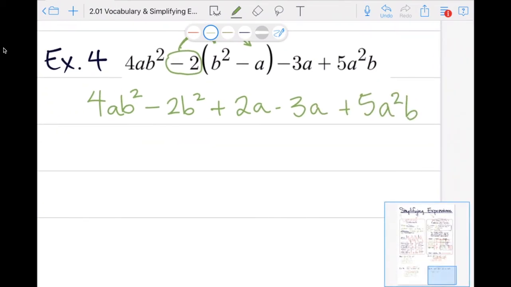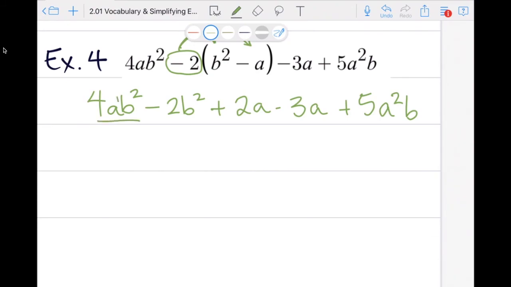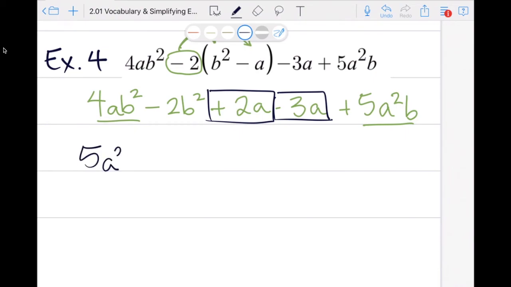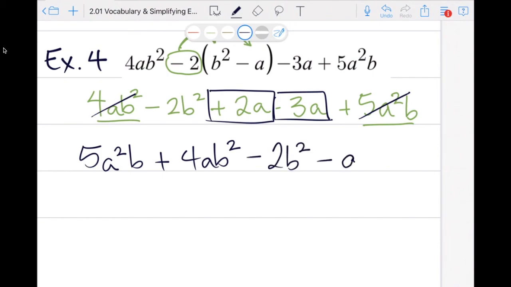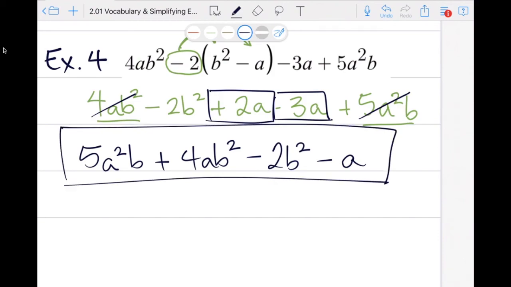Okay, now let's look for like terms. Right here, it's an a to the first power b squared, and over here, it looks deceptively similar, but it's not exact. So those two are not like terms. But we do have one set of like terms, and that's the positive 2a and the minus 3a. So let's write down what we have. I would start with the 5a squared b, and then do the 4ab squared, but I'm not going to be picky about these. Just get it simplified and don't worry quite so much about the order. I'm going to mark those two out, and now let's do the minus 2b squared, and then 2a minus 3a is going to be a negative a, or a negative 1a, and now our expression is fully simplified.